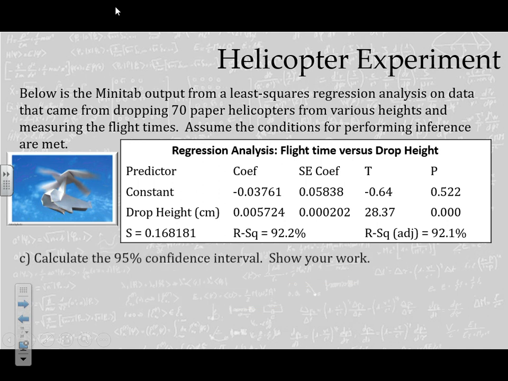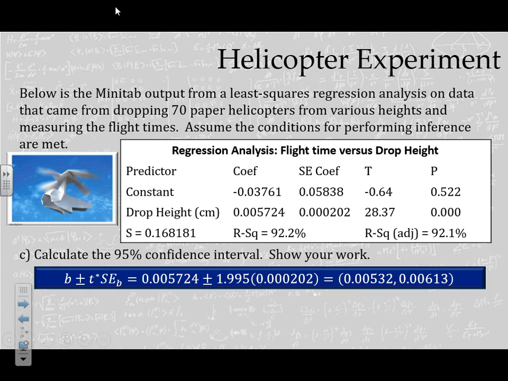Okay? So if I want to calculate my confidence interval, I plug into my formula. b is the coefficient of my slope, 0.0057. t star we just calculated with 1.995, and standard error is in the standard error column, it's 0.000202. So the confidence interval is a matter of just taking the three pieces, plugging them in. So we get the following interval, 0.005 to 0.006.